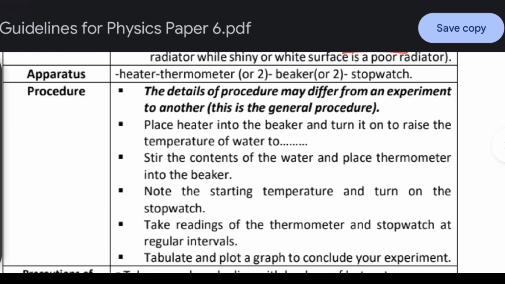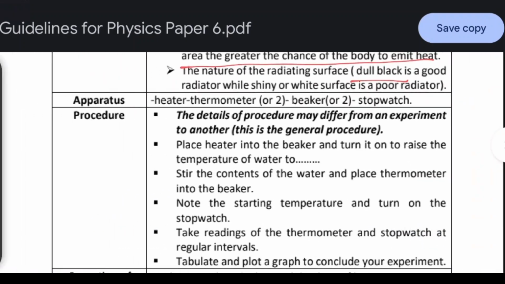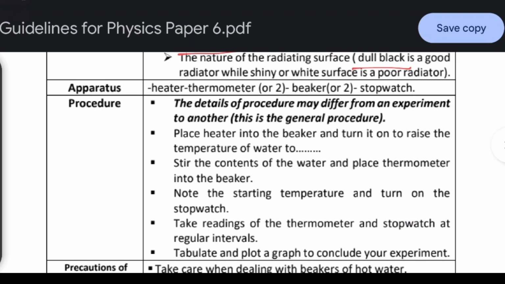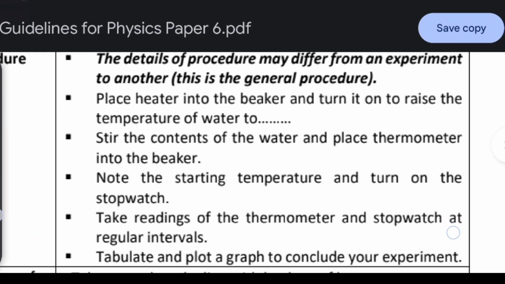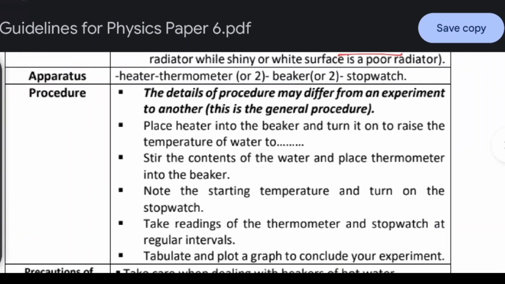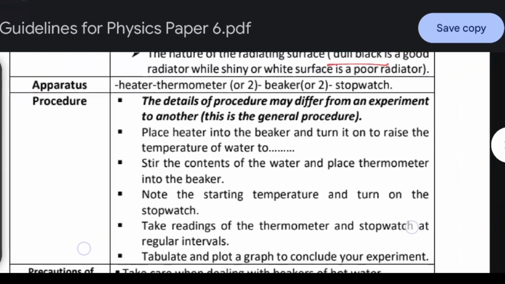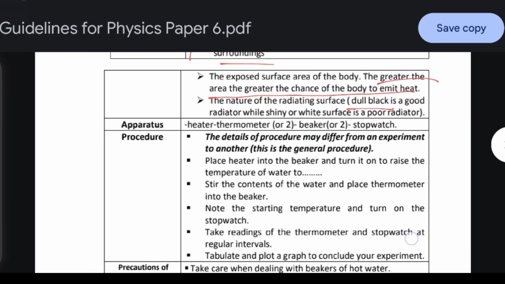The details of the procedure may differ from one experiment to another. This is the general procedure. Sometimes they tell you to find the effect of surface area, so you will use a wider beaker and a narrower beaker. The procedure can differ, but this is your general procedure. Place the heater into the beaker and turn it on to raise the temperature of the beaker to whatever degree Celsius. So you place the heater in the beaker and you allow it to heat.